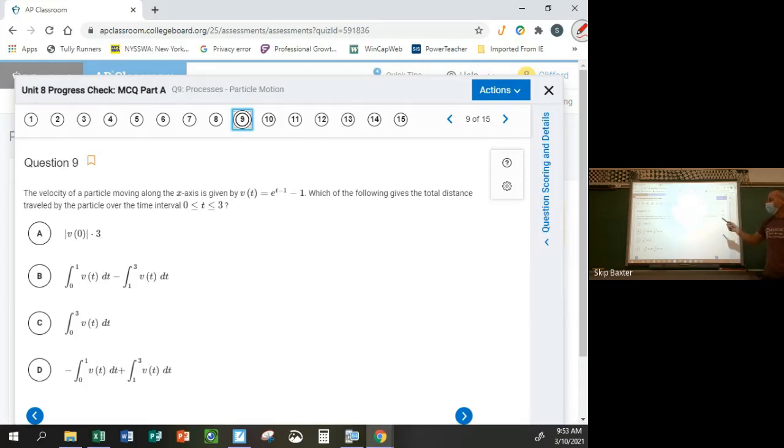All right. The velocity of a particle moving along the x-axis is given by this formula. Which of the following gives the total distance traveled? How do you calculate total distance traveled if it's not a calculator question? What if it was a calculator question? What would you do? I wouldn't graph it. Yeah, if this was a calculator question, just take the integral from 0 to 3 of the absolute value of v of t. Boom. Done. And you can do that on your calculator, right? Your calculator has absolute value. What if it's not a calculator question like this one?